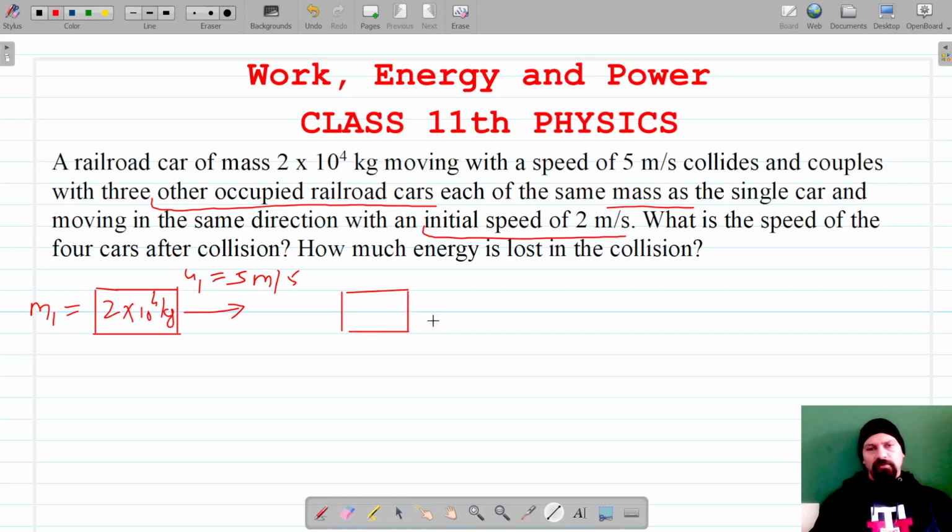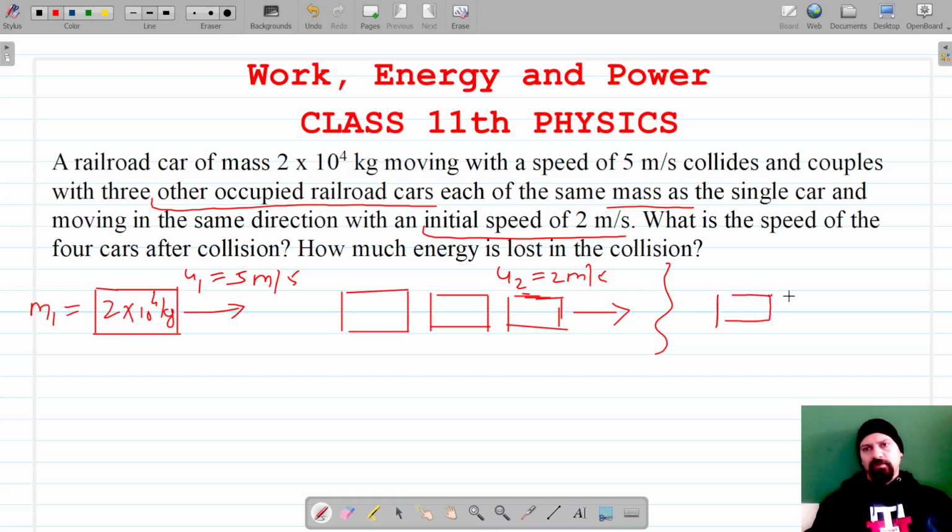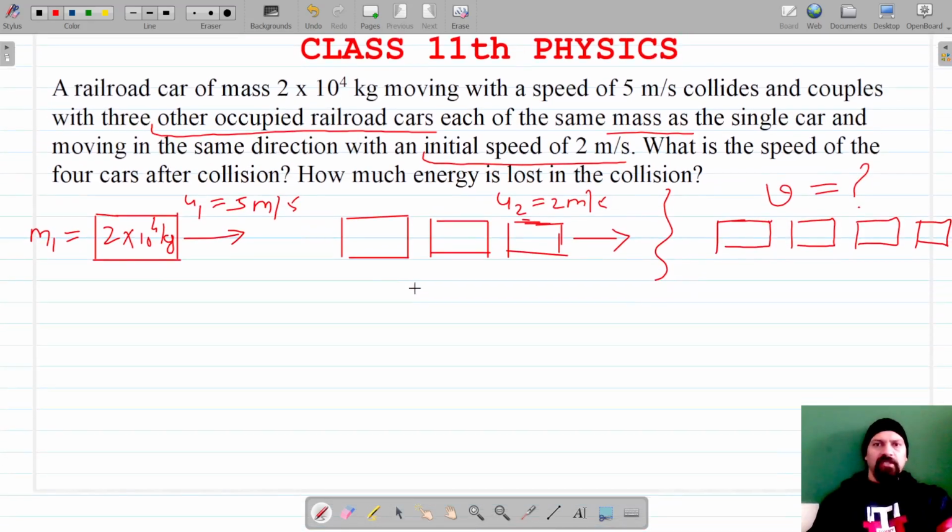Now it couples with three other railroad cars after the collision. Okay, so these are three other railroad cars moving in the same direction, but with a speed of 2 meters per second. So let their speed u2 be 2 meters per second. They collide, and now these are four cars coupled together, and we have to find their final velocity, and the mass remains the same.